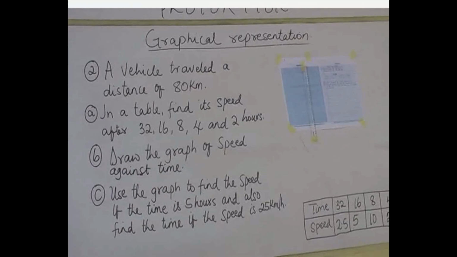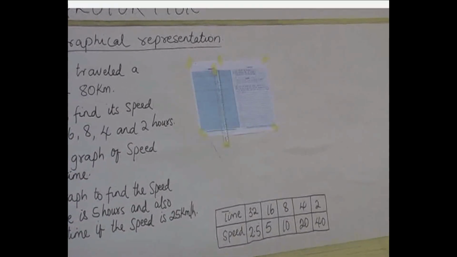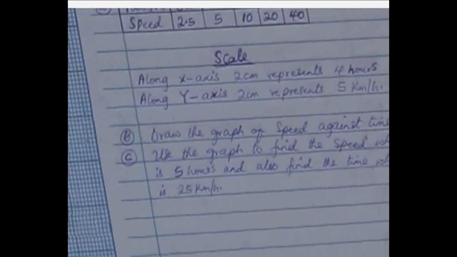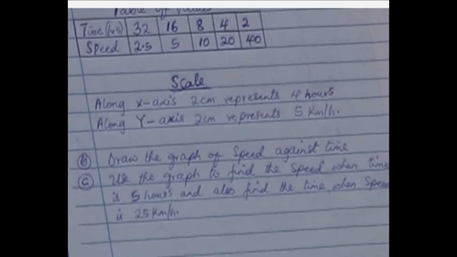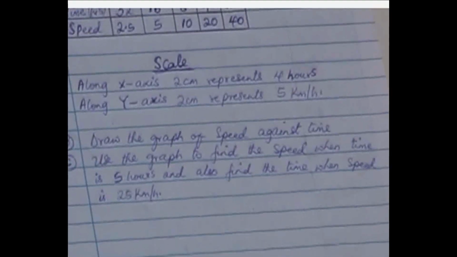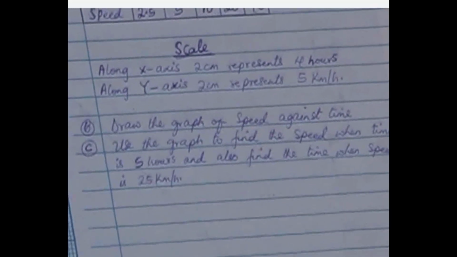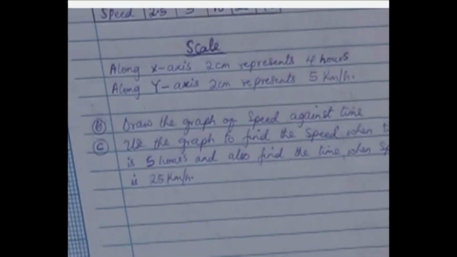I have copied the B and C parts of the question on the exercise book side of our graph paper. I am drawing closer so that I will show you. Okay, you can see it now. Question number B says draw the graph of speed against time. Then C says use the graph to find the speed when time is 5 hours and also find the time when speed is 25 kilometers per hour. So when we get close now, we are going to go straight into plotting the graph.